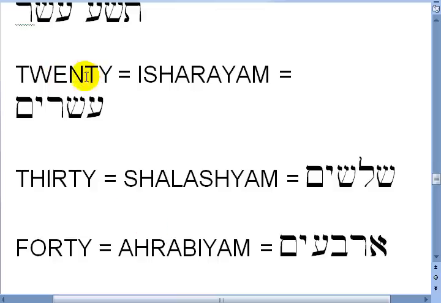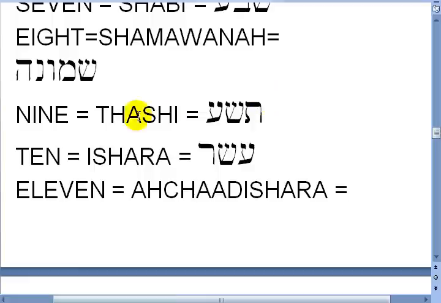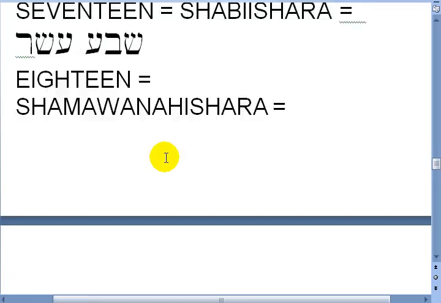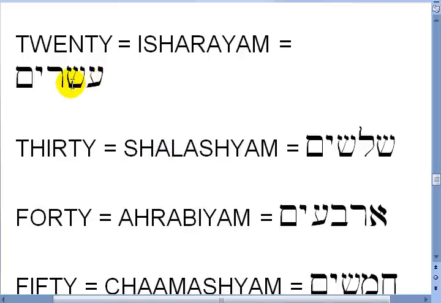And then you got 20, which is Aisharayum, which is basically 10 with a yum at the end, which makes it plural. I'll go back up here and I'll show you the 10. 10 is Aishara, right? 20, where are we? Right here. 20 is Aisharayum.